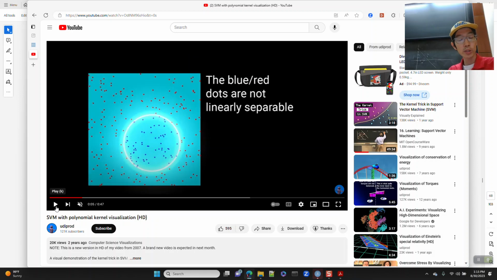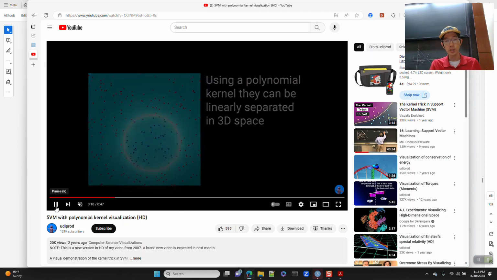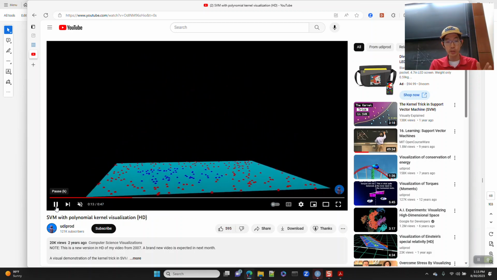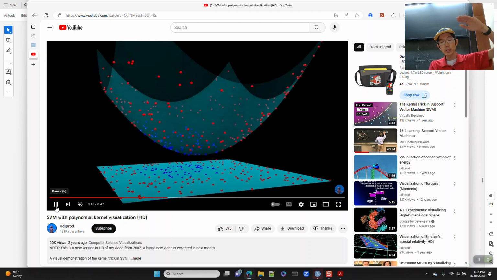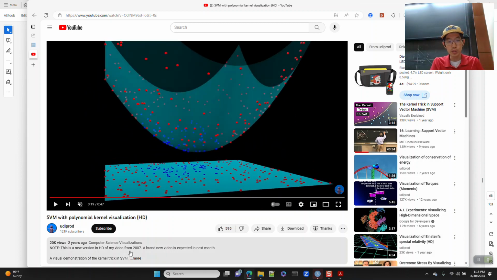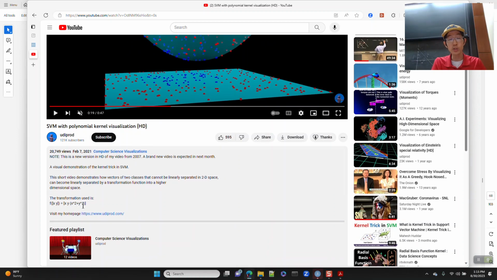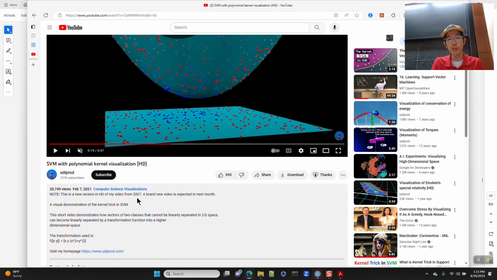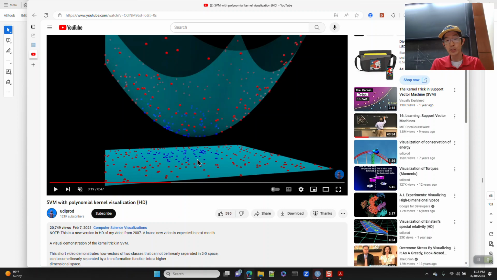But what we can do is apply this transformation function. We're going to use a polynomial kernel, and right now our data exists in 2D, but we're going to transform it into 3D by adding a third dimension to it. This is pretty much the same kernel, where the transformation for x and y is x, y, and then x squared plus y squared. The 3D component is going to be x squared plus y squared. So points near the origin are low, and points farther away go up.